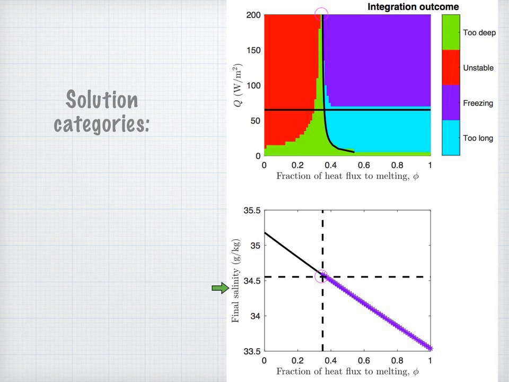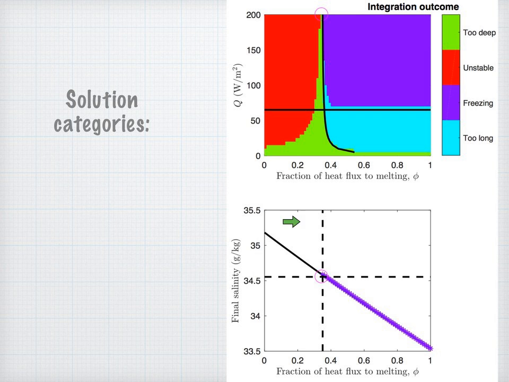This diagram shows the final salinity against phi for all of the points in this purple patch. You can see that as phi goes up and you melt more and more ice, your salinity drops. Then there is a particular limiting value of phi, a little less than 0.4 here, where you reach a maximum salinity, which is about 34.5. That purple circle corresponds to this purple circle here, and that's the point which has the largest final salinity at the freezing point. It's for the highest Q value that we chose.